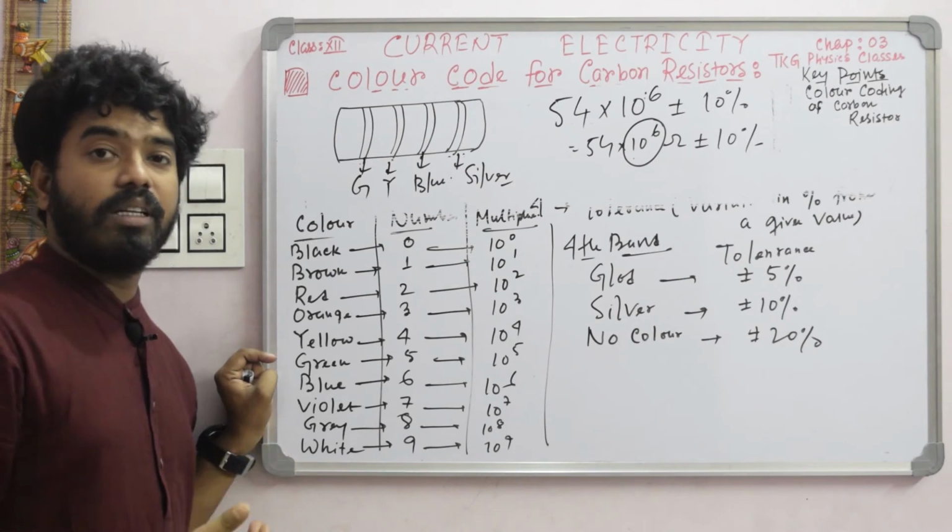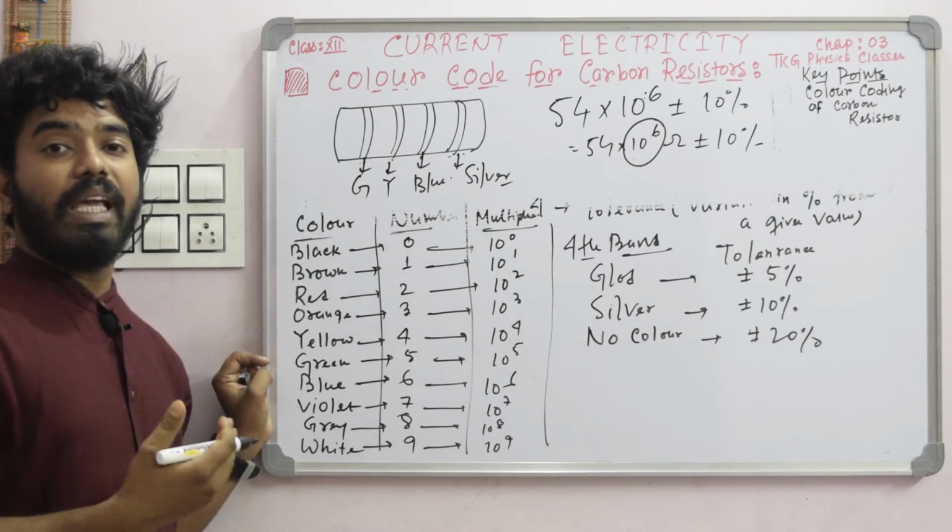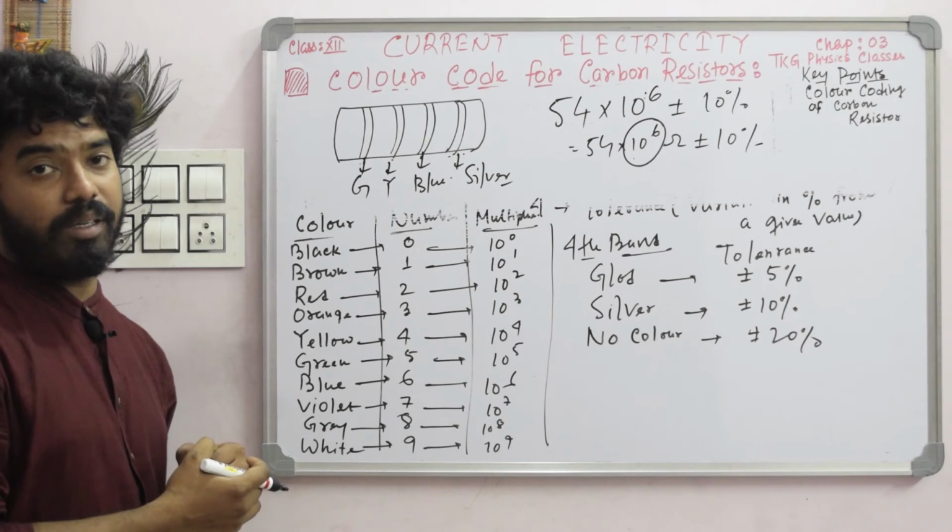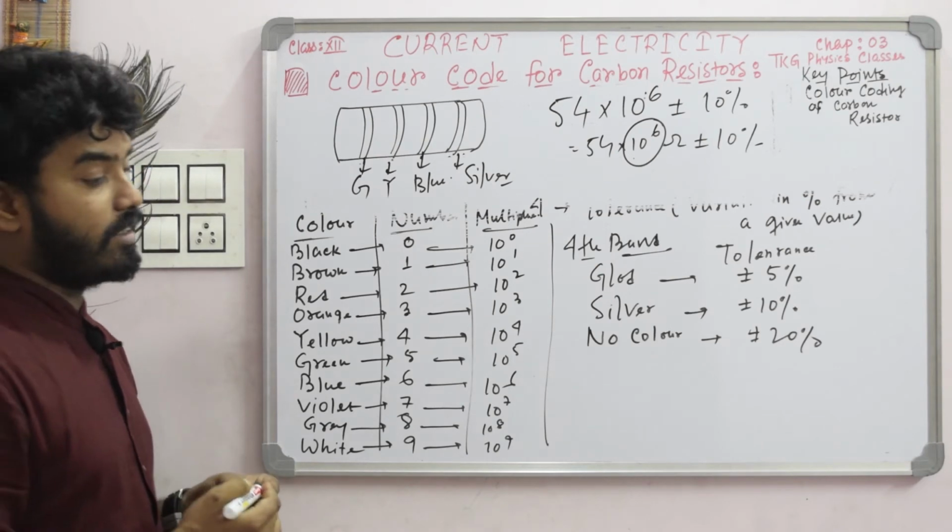So using these color-coded carbon resistors, we can make a large range of resistance values. Okay, let's take another example, the last one.